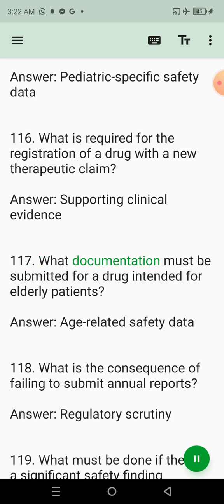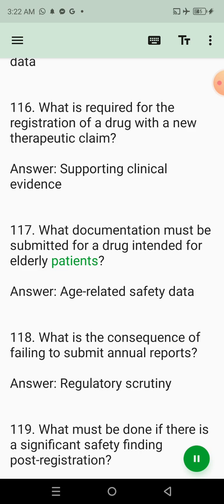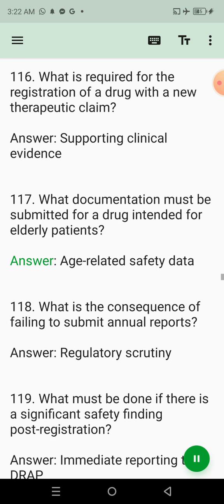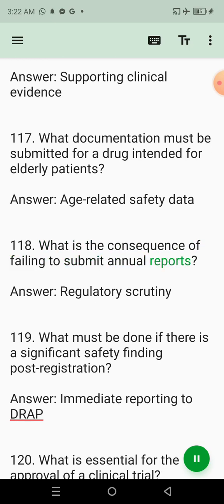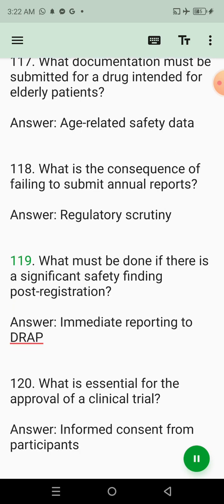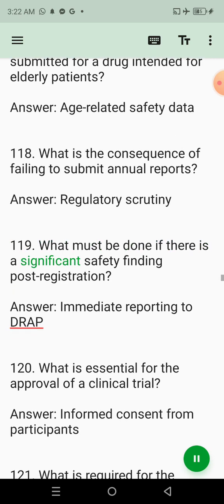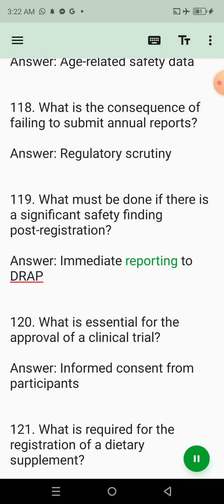117. What documentation must be submitted for a drug intended for elderly patients? Answer: age-related safety data. 118. What is the consequence of failing to submit annual reports? Answer: regulatory scrutiny. 119. What must be done if there is a significant safety finding post-registration? Answer: immediate reporting to DRAP.